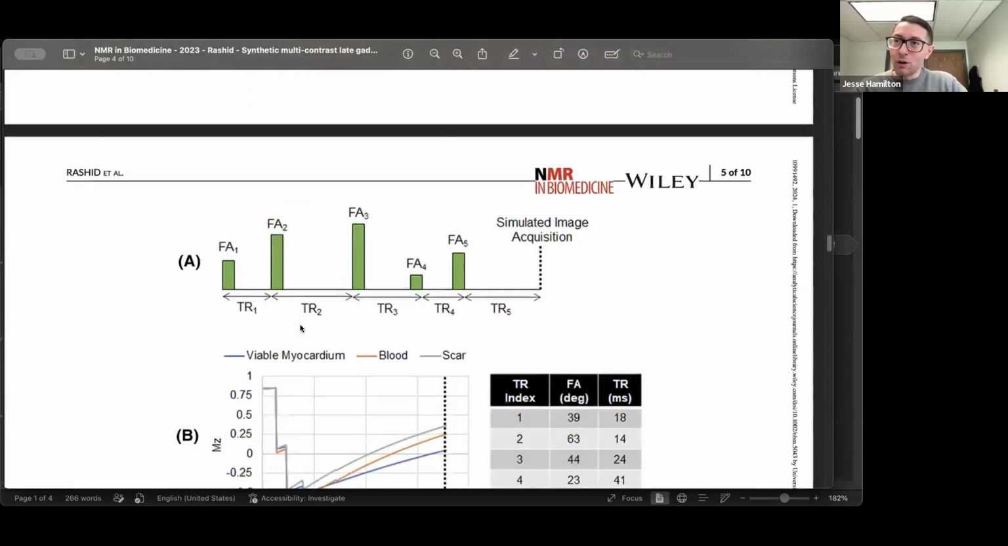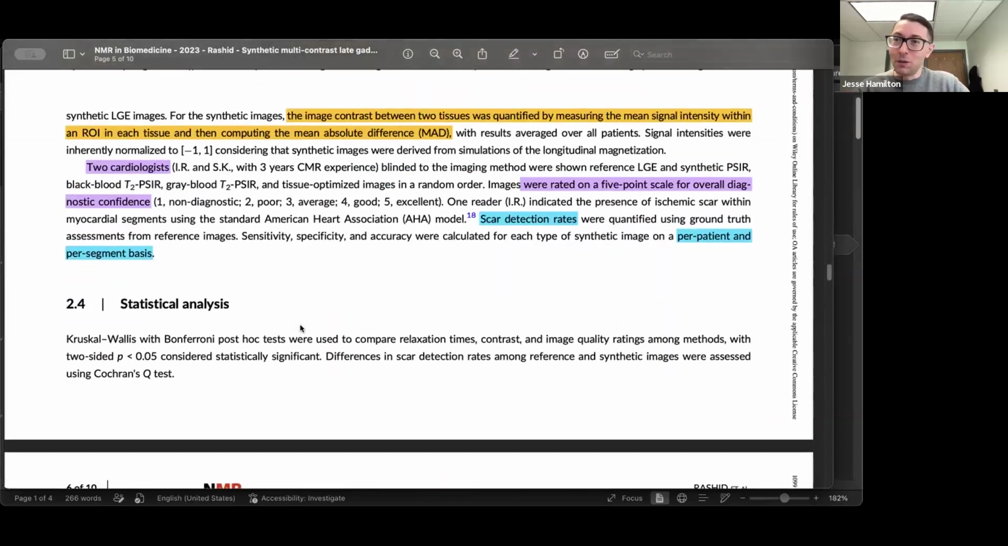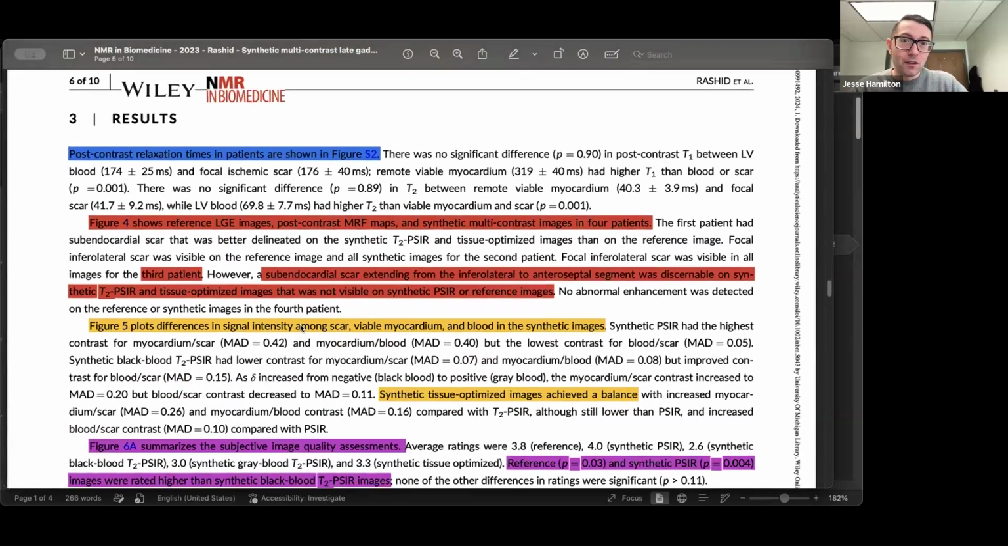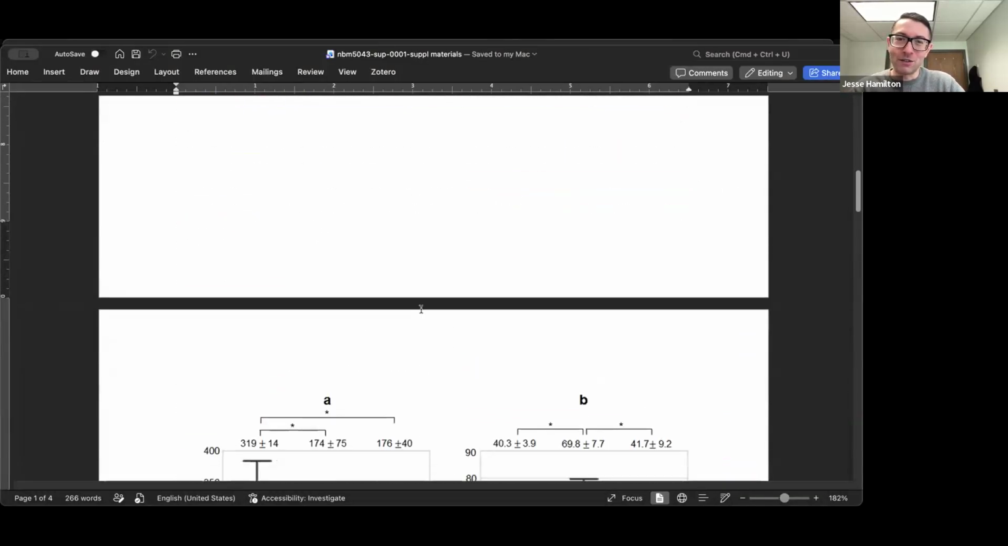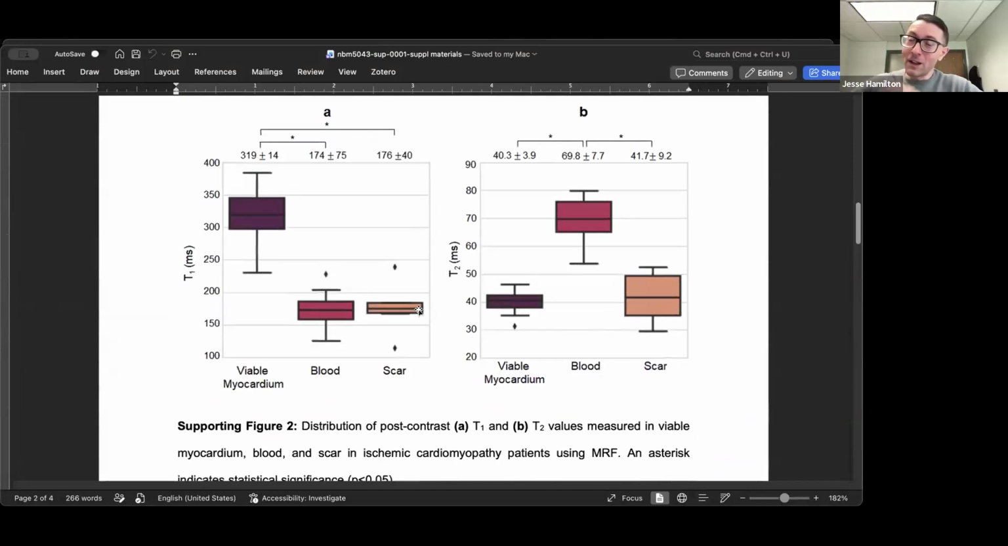Yeah, so maybe moving on to our results, just to keep this brief. I'll pull up the supporting material where we show our post-contrast T1 and T2 measurements. So the first analysis we did was using the maps, looking at the T1 and T2 values in these different tissues. And as we would expect, we see that scar has a lower post-contrast T1 than viable myocardium, and both blood and scar have very similar post-contrast T1s.